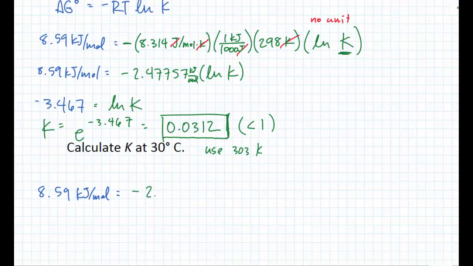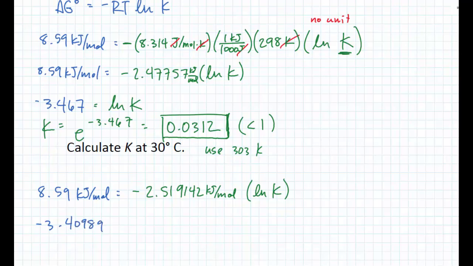Negative 2.519 times natural log of K, divided by the answer, e to the answer: 330.